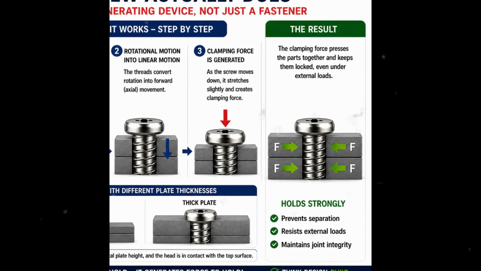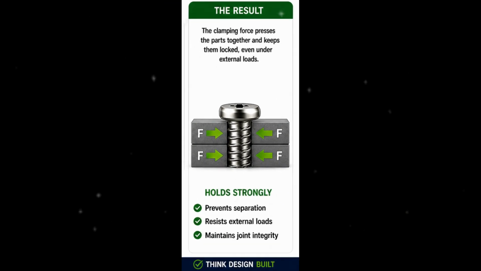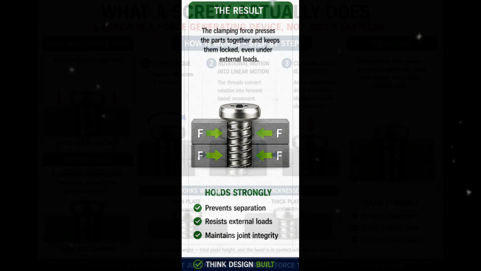This clamping force is called preload, and this preload is extremely critical because it is this force that keeps two components tightly pressed together, prevents relative motion, resists external loads, and maintains structural stability. If preload is insufficient, components will slip, vibration will increase, and fatigue failure may start. If preload is too high, threads may strip or the screw may yield. So, even tightening a screw is an engineering decision.